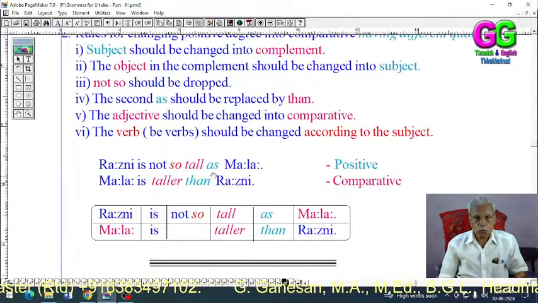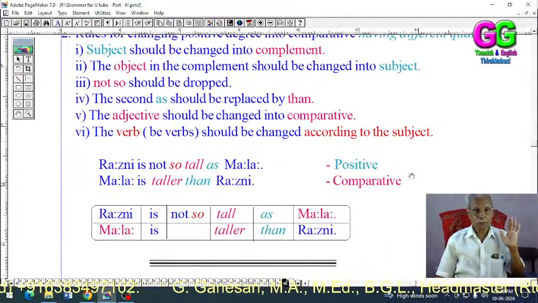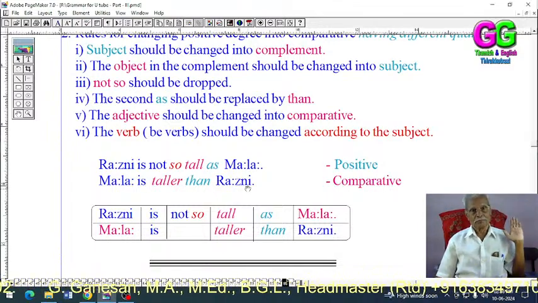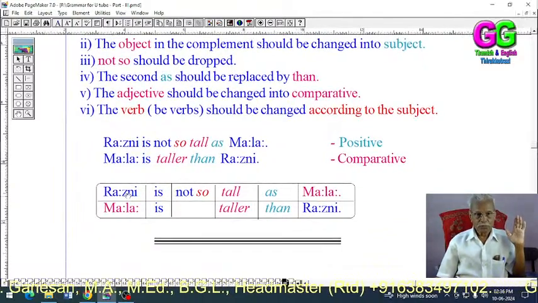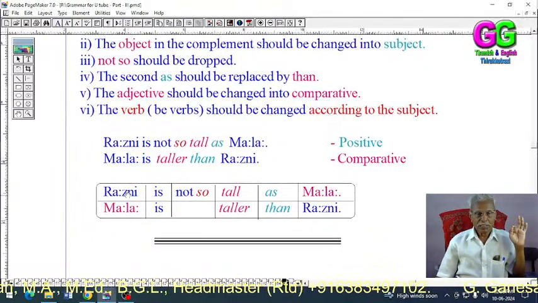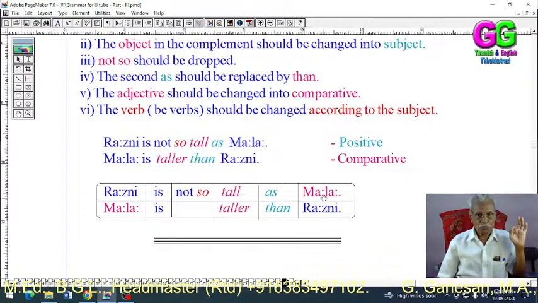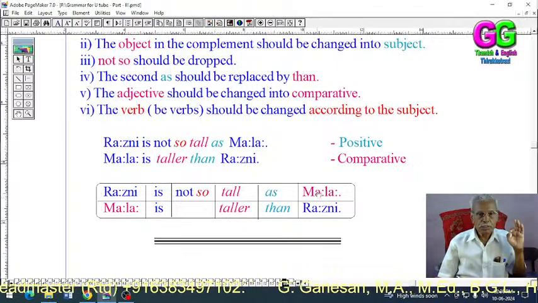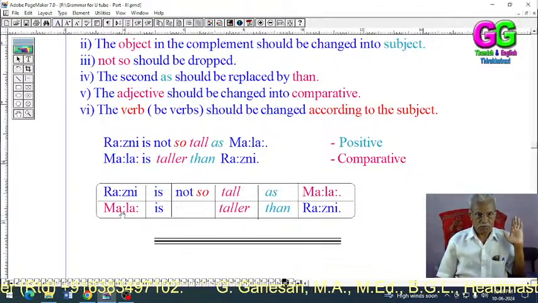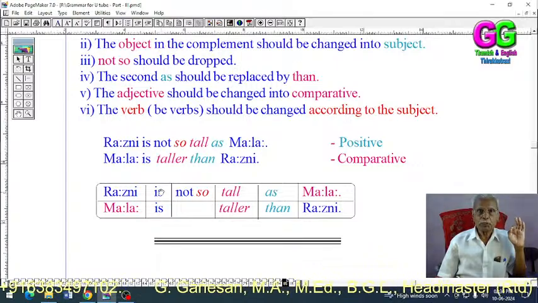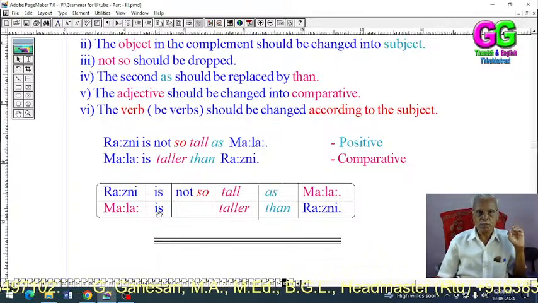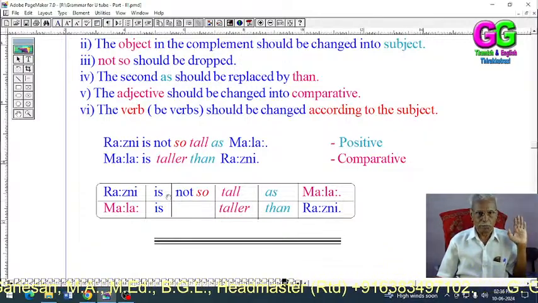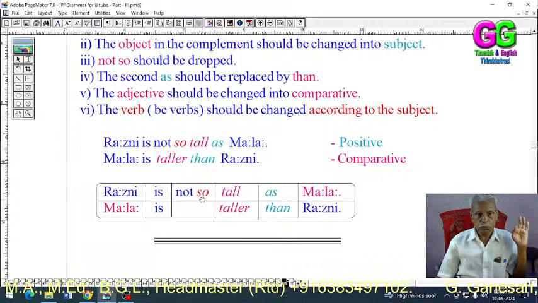Rani is not so tall as Mala. Positive degree. Mala is taller than Rani. Comparatively, you see, when the subject is brought into the complement position, and Mala in the complement position is brought into the subject position, and the be verb is kept as it is because Rani and Mala are third person singular. No problem. Then the not so.